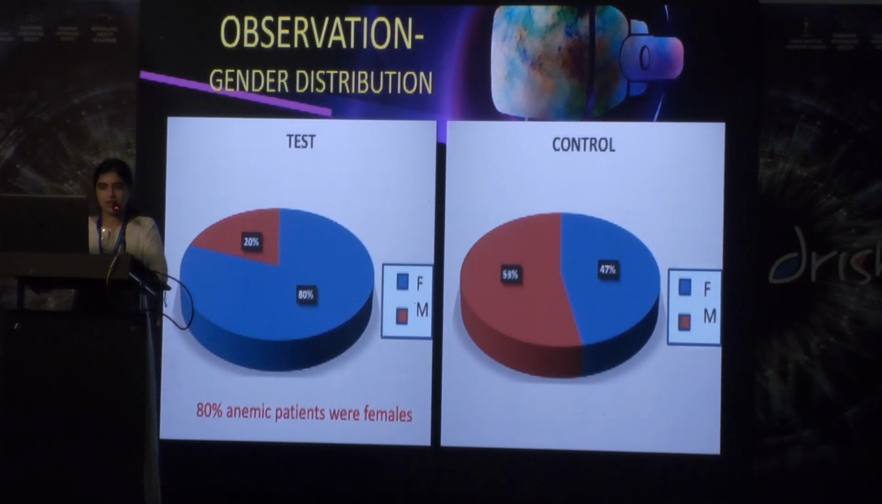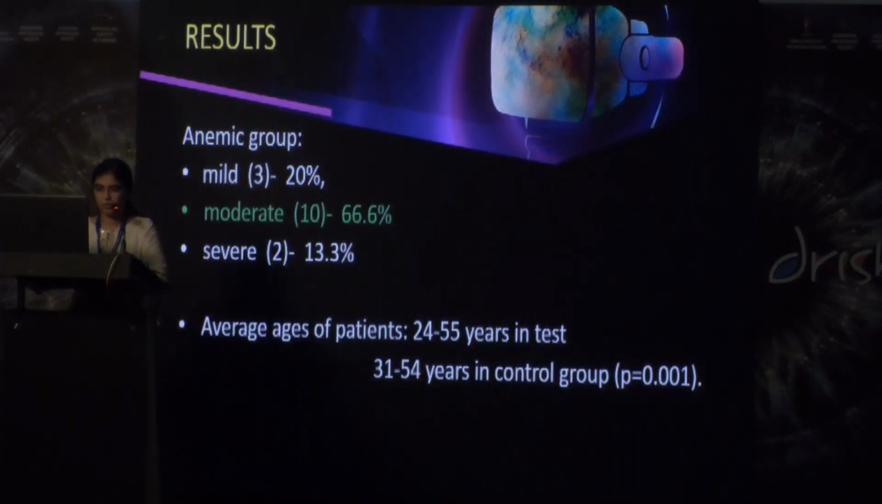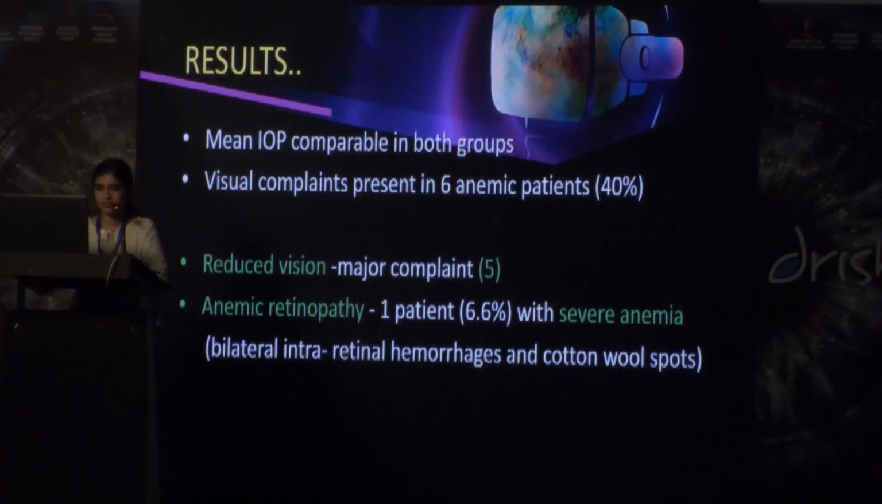Coming to observations, in the test group, that is the anemic patients group, 80% of the anemic patients were found to be females. That points to the increased prevalence of anemia among females, whereas the male-female ratio is almost equal in the control group. In the anemic group, the majority belong to the moderate anemia category, that is 66.6%, and the average ages of patients were comparable in both the groups.